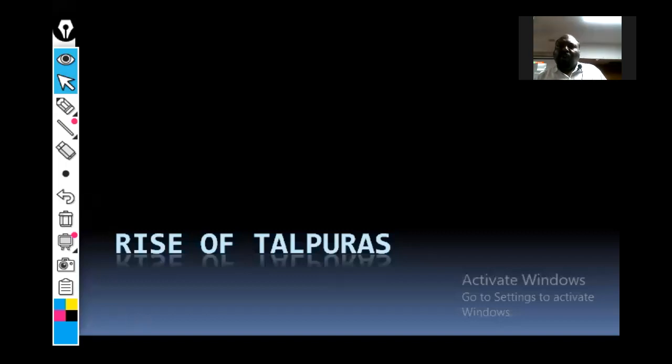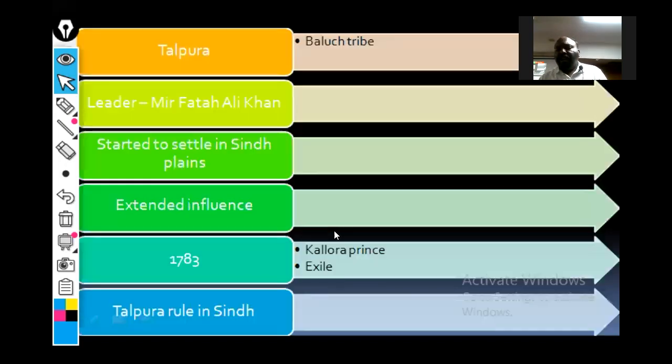So now slowly you can see the Talpuras. Who are the Talpuras? These are the Baluchi tribes near Iran, in Baluchistan, on the Persian side hills. In the hills, the Talpura tribes rose up. Slowly, these Talpuras came down. The Baluchi tribes near Persia started to extend their influence in the plains of Sindh province. Baluchistan is mostly a hilly area.